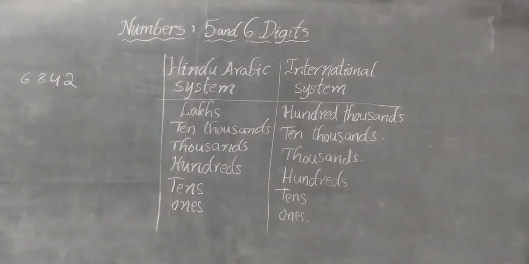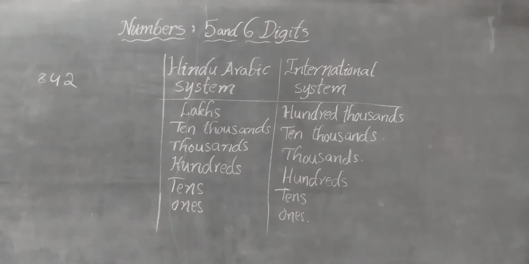How many digits are there in this number? 4. 1, 2, 3, 4. How to read this number? Ones, tens, hundreds, thousands. These are the places. So we have to read like this. 6,842. This is the 4-digit number.